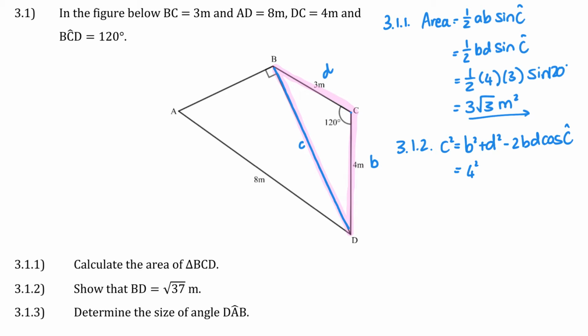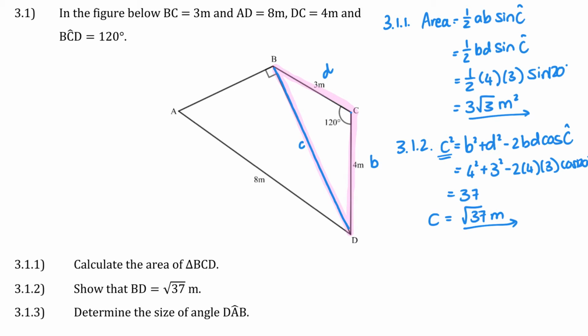So 4 squared plus 3 squared minus 2 times 4 times 3 times cos 120. If I use my calculator, I get 37 here. But I don't want c squared, I want c. So c will be the square root of 37 meters.